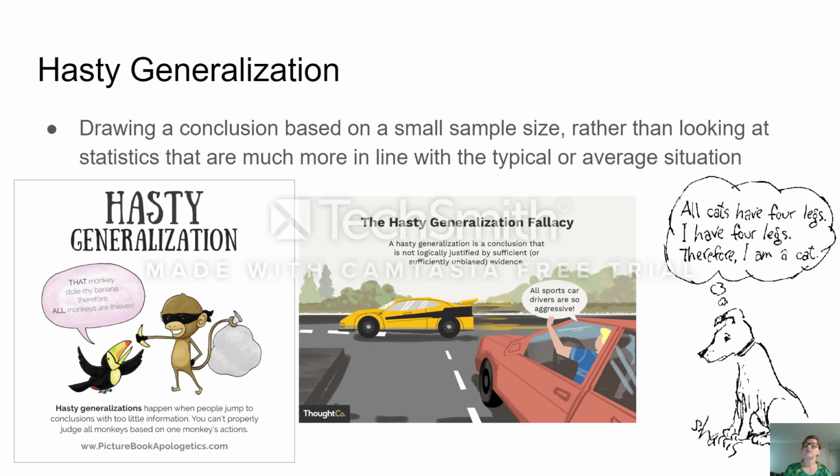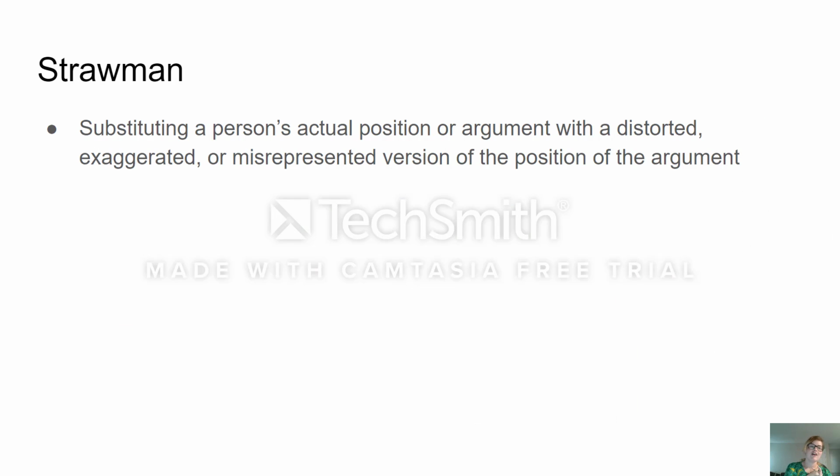Oh, that's not that. Which one is that? Try a second and guess. All cats have 4 legs. I have 4 legs, therefore I'm a cat. Can you guess which one that one is? If you guess non sequitur, you're right. Congrats.